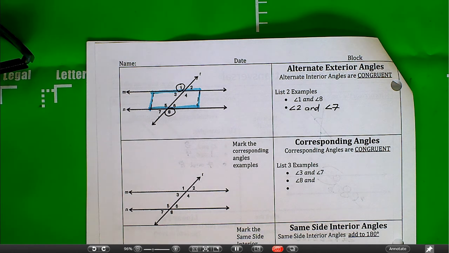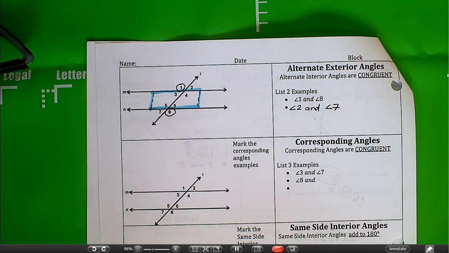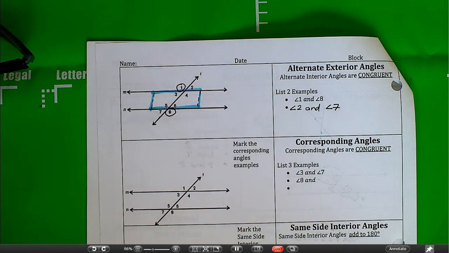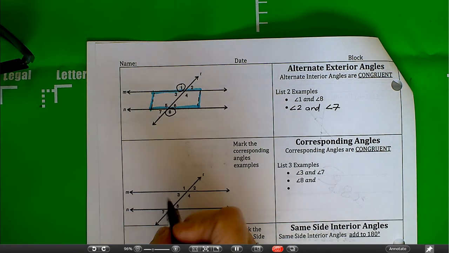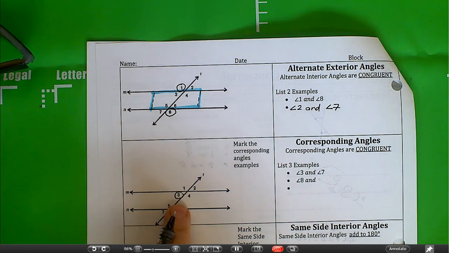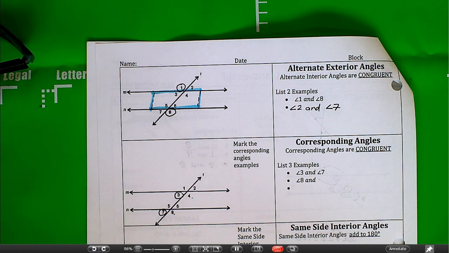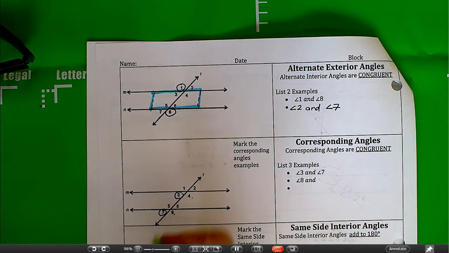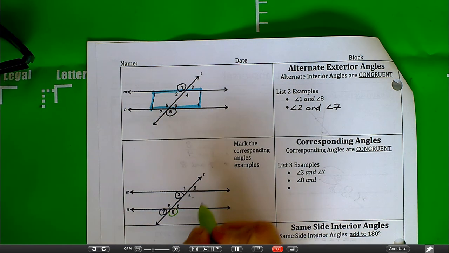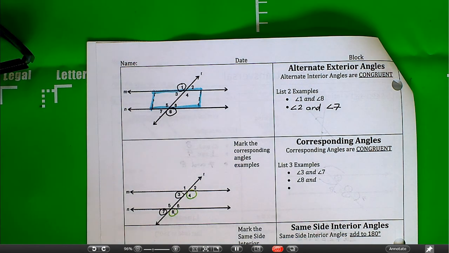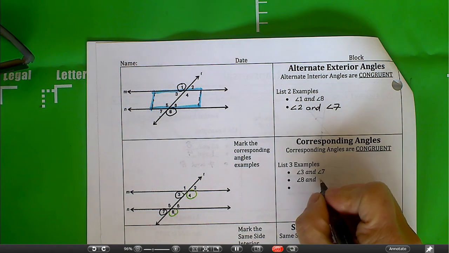Now we have corresponding angles. I want to remind you that corresponding angles are angles that overlap. So we have 3 and 7. If we move the line, it would overlap. So if we're below the line down here, we're below the line over here. We also have 8 and 4. If we're below the line down here, we're below the line over here.